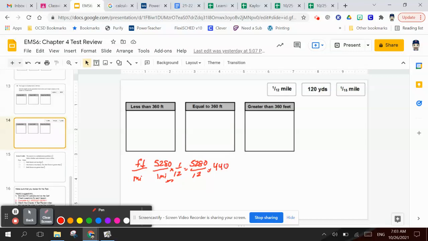So is 440 less than 360, equal to 360, or greater than 360? Well, that's going to be greater. So 1/12 of a mile is greater.